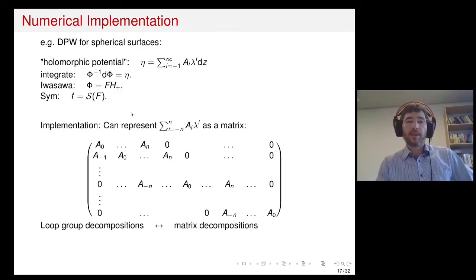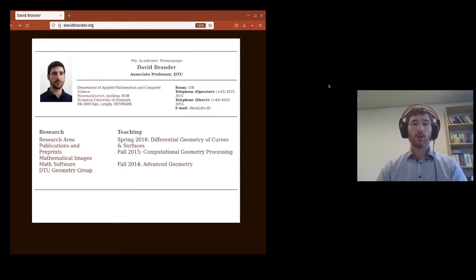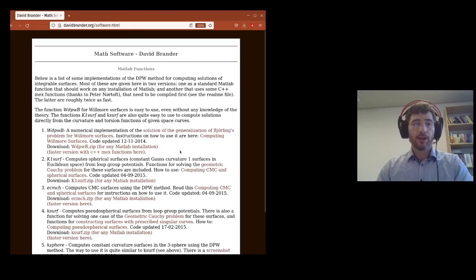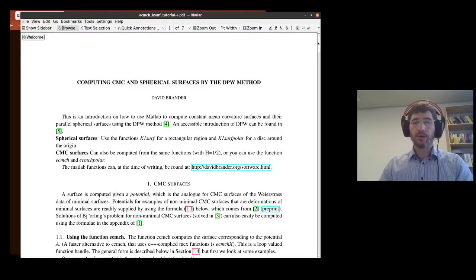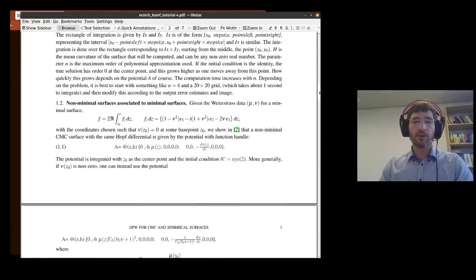So all of this can be coded on a computer, and you can compute the solutions. If you find my homepage on the internet, there's a link for math software, and you can find code for computing various integrable surfaces. For example, K1 surf here will allow you to compute spherical surfaces, and if you click on this link here, you get instructions about exactly how to do it.